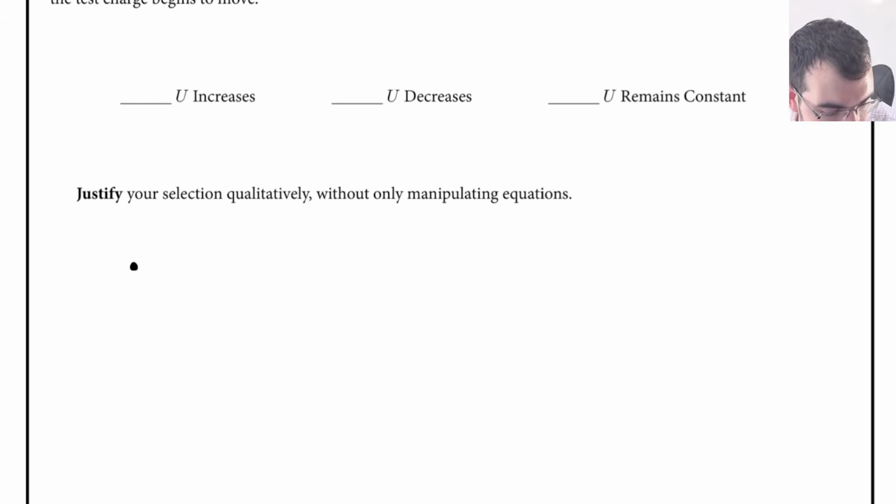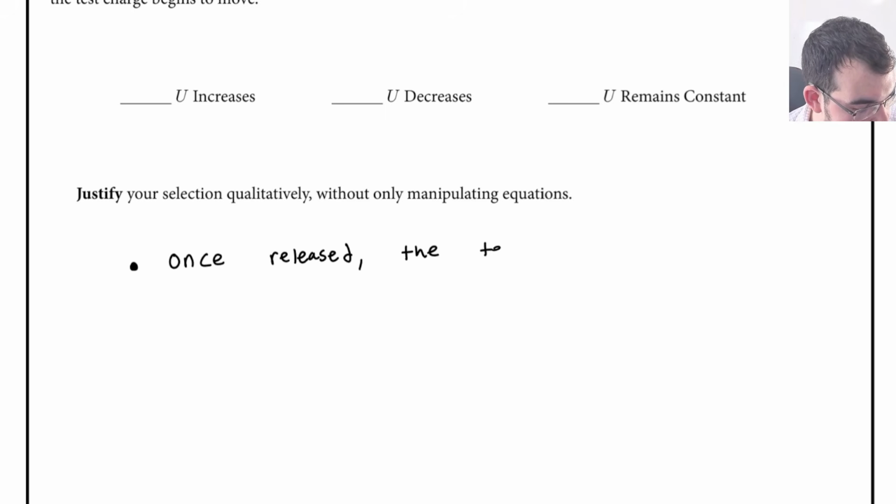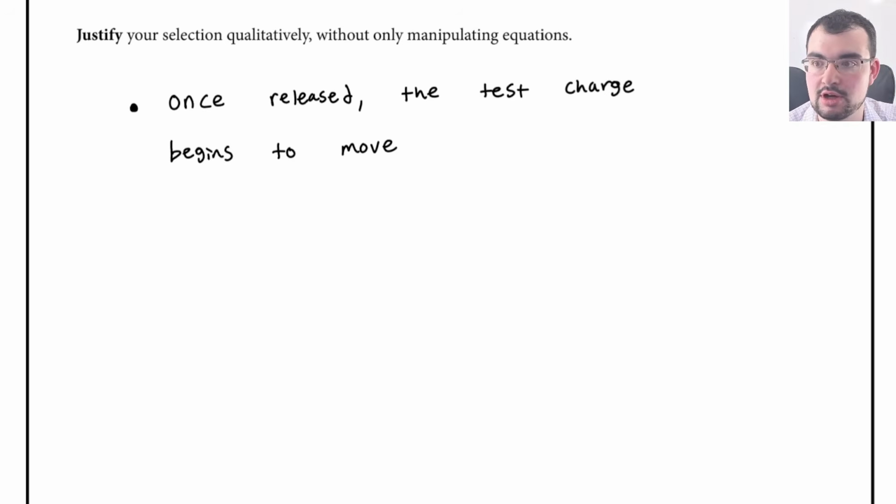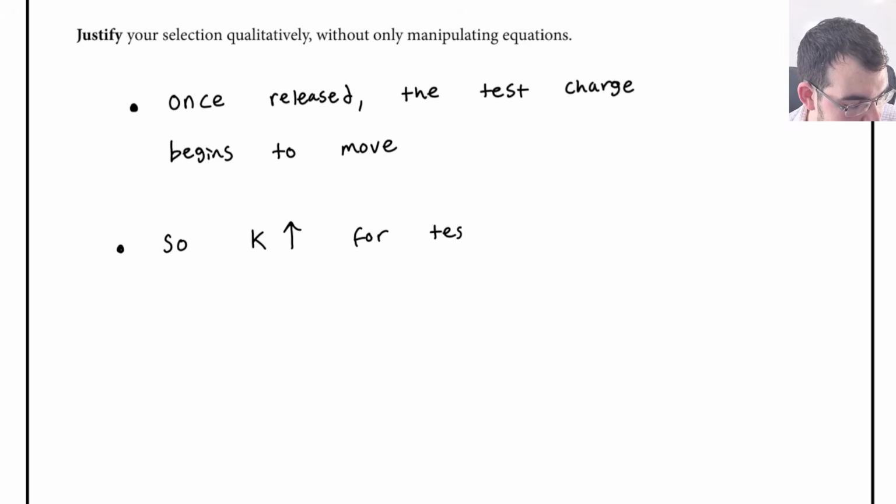So I'll start just by saying the simplest thing I know about this scenario. Once released, the test charge begins to move. Now, this technically isn't part of the rubric, but that's a good starting point, right? That's just the fact of the scenario. The test charge moves. So, if we're talking about energy, well, I know a type of energy that involves motion, right? This means the kinetic energy increases for the test charge.